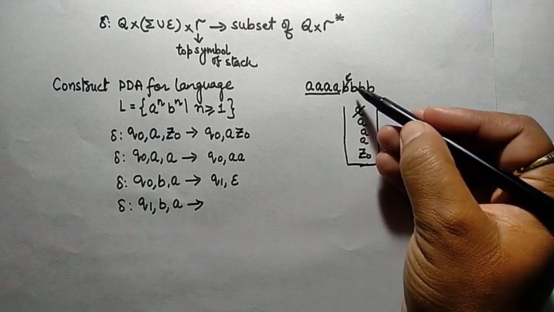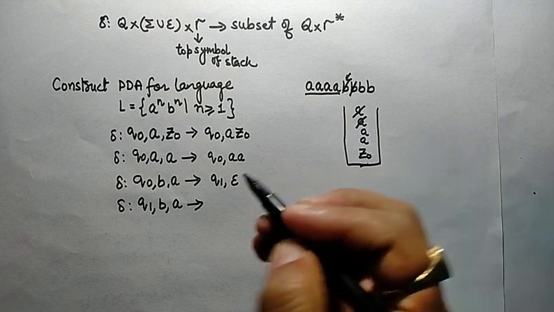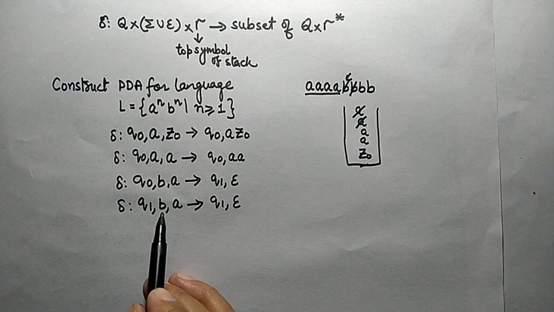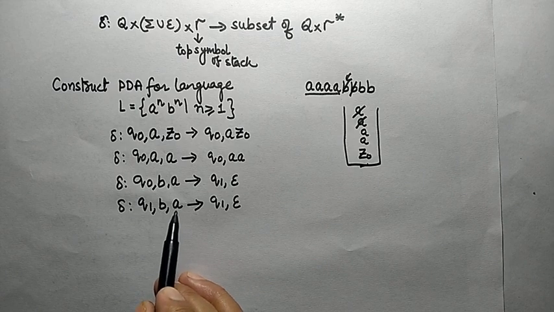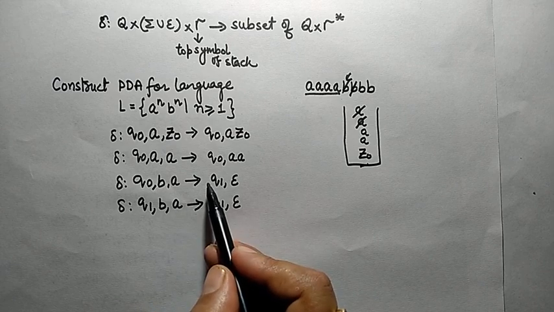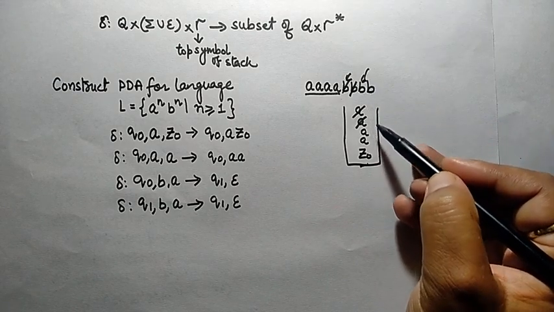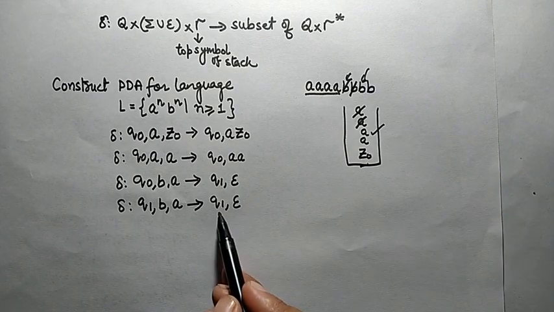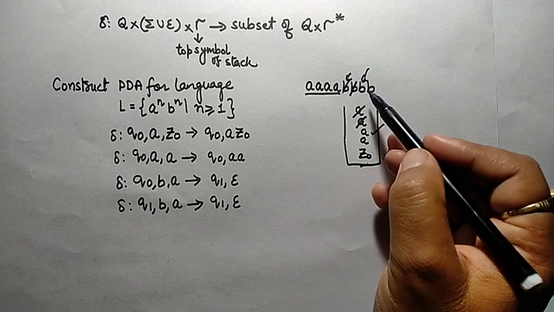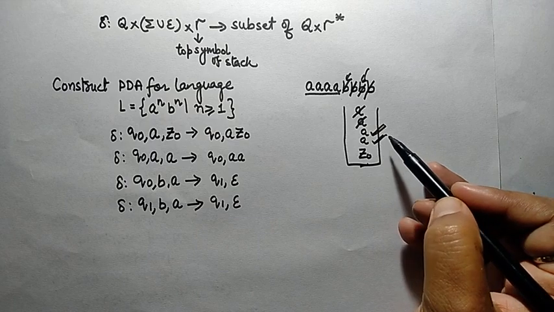Again, reading the second B, we will pop the second A. We define this transition again: reading a B, A on the top, we replace this A with epsilon. That means we pop this out of the stack. Then the third B will be read. It will see A on the top, and the state is Q1. So this rule will be applied again, and with this rule the third B will be read and the third A will be popped. Then the fourth B will be read and the fourth A will be popped.